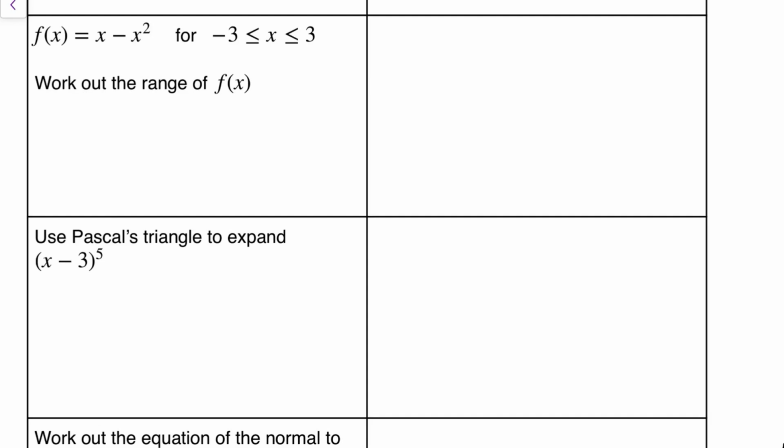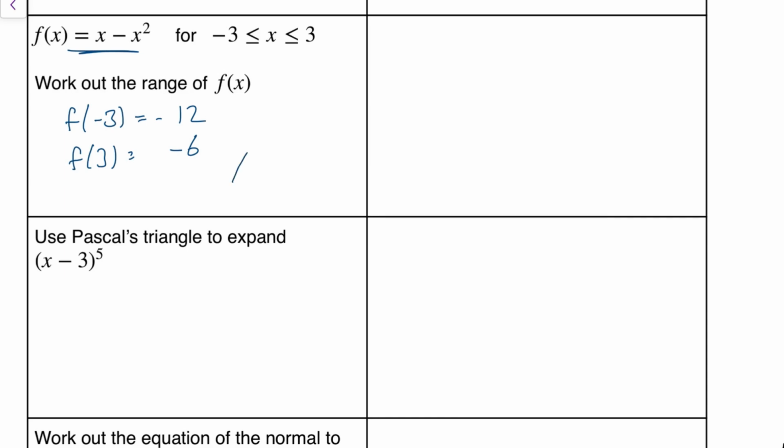Work out the range of f of x, and it gives me a function for f of x. I'm going to work out the extremes because it tells me that x is between minus 3 and 3. So f of minus 3 is minus 3 minus 3 squared, which is 9. So that's minus 3 minus 9, which is minus 12. And f of 3 is going to be 3 minus 3 squared, which is 9, which is going to be minus 6. But that's not the answer. It feels like that should be the answer, between minus 6 and 12.